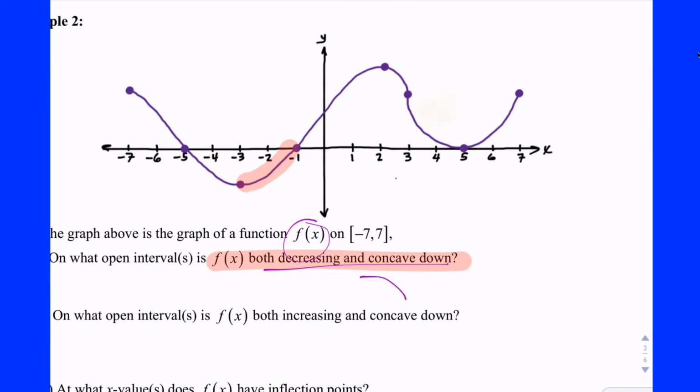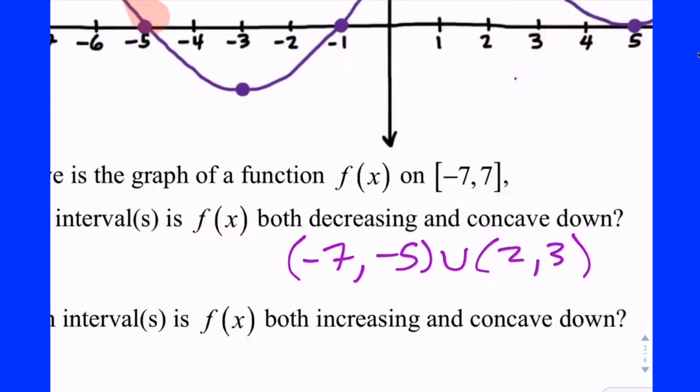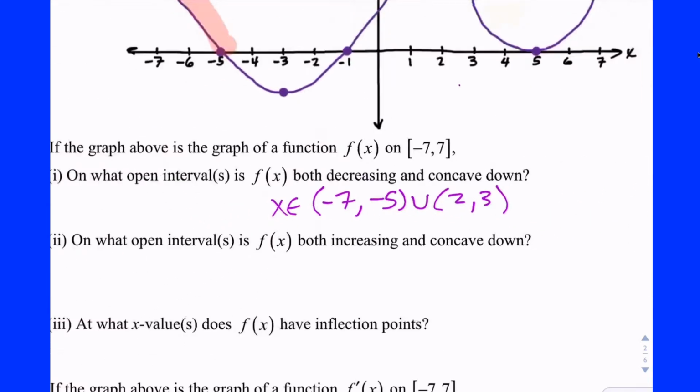So is that it? No. Okay. Is this it? No. Okay. How about this? No. Okay. This? Is that the only one? No, there's another one over here, right? So 2 places. Trial and error, when you have someone there to tell you yes or no. All right, so let's go ahead and list: -7 to -5, union 2 to 3. Good. You could spice that up a little bit by putting x epsilon in front, right?